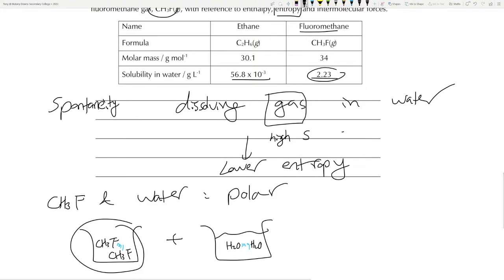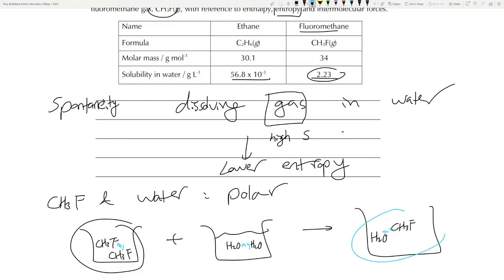But why does it dissolve? If you put them in the beaker, if you mix them together, the water and then the CH3F, these guys will form intermolecular forces as well. Why does that happen? Because this force of attraction is stronger than this force of attraction and this force of attraction. Okay, so it's more stable for these guys to dissolve and become this.